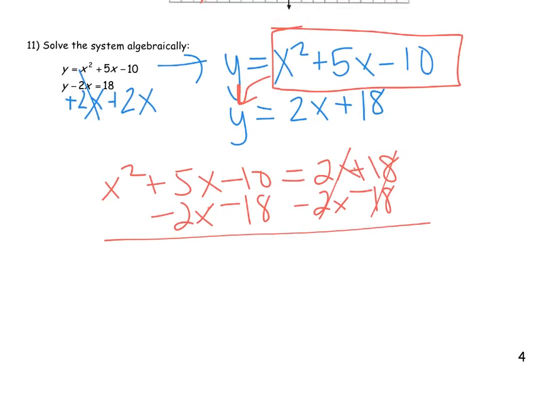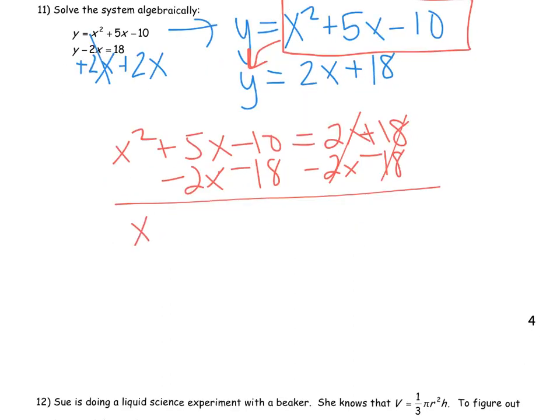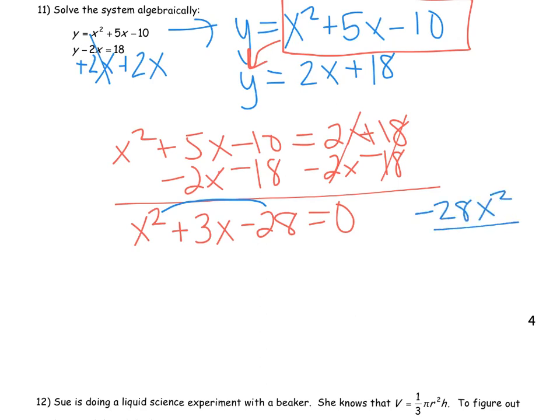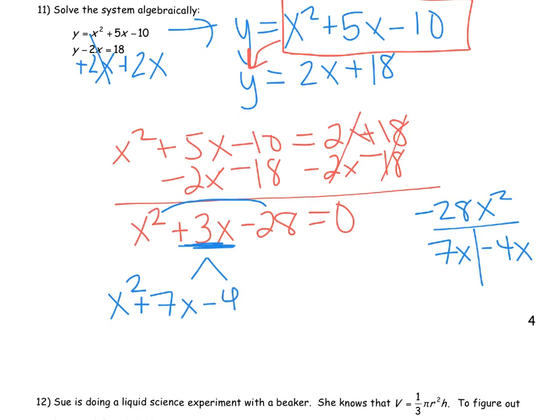All right, now I have x squared plus 3x minus 28 equals 0. Okay, I'm going to use my master product. So I have negative 28x squared. I'm going to think, what are my two numbers that will multiply to negative 28x squared but add to 3x? So I'll get positive 7x and negative 4x. So let's split the middle. I have x squared plus 7x minus 4x minus 28 equals 0.